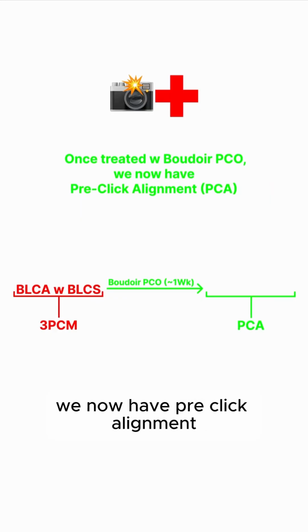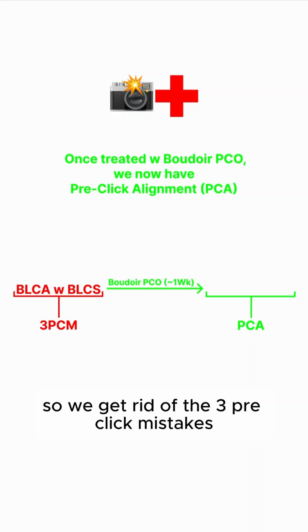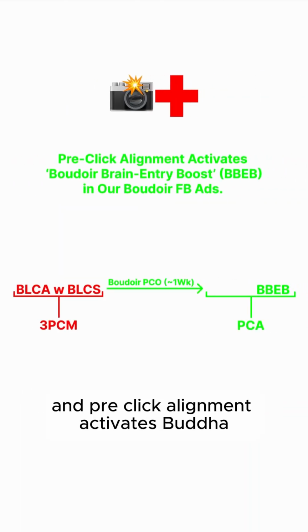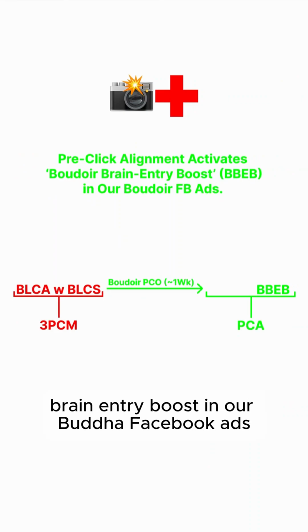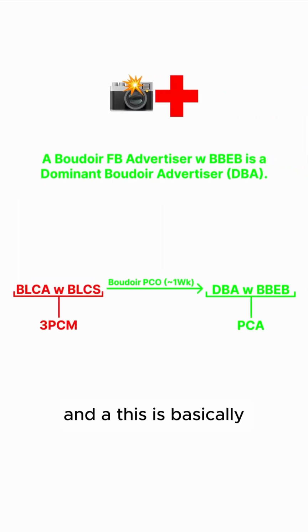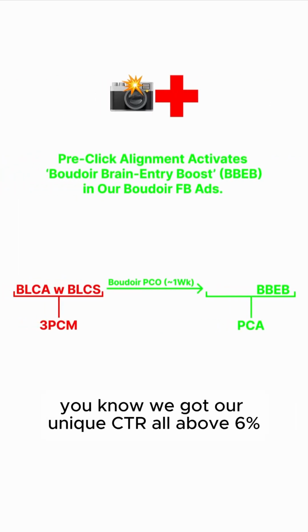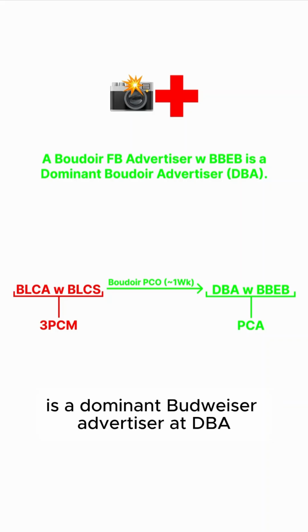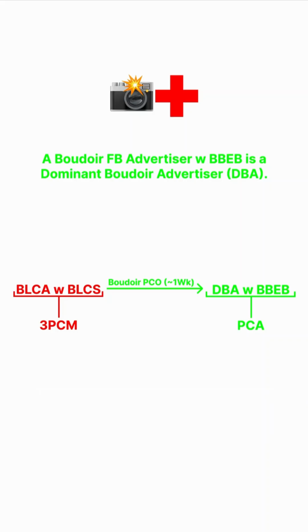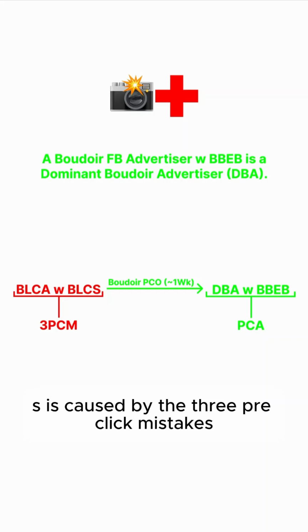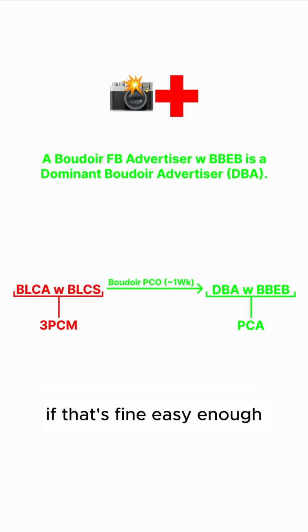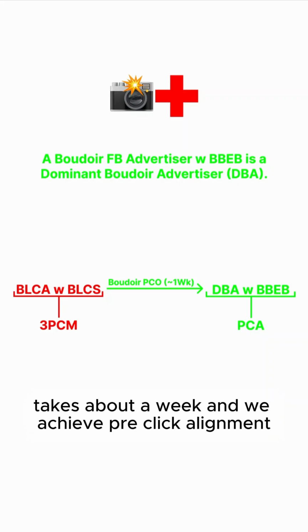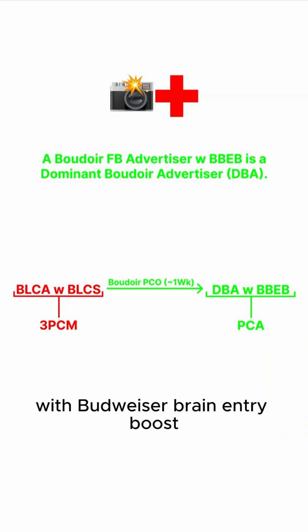Now, once treated with Boudoir Pico, we now have pre-click alignment. So we get rid of the 3 pre-click mistakes, and we now have pre-click alignment. And pre-click alignment activates Boudoir brain entry boost in our Boudoir Facebook ads. And this is basically, we got our unique CTR all above 6%. And a Boudoir Facebook advertiser with Boudoir brain entry boost is a dominant Boudoir advertiser, a DBA. So we got our full universe here. A BLCA with BLCS is caused by the 3 pre-click mistakes. That's fine, easy enough. Treated with Boudoir Pico takes about a week. And we achieve pre-click alignment. We become a dominant Boudoir advertiser with Boudoir brain entry boost.